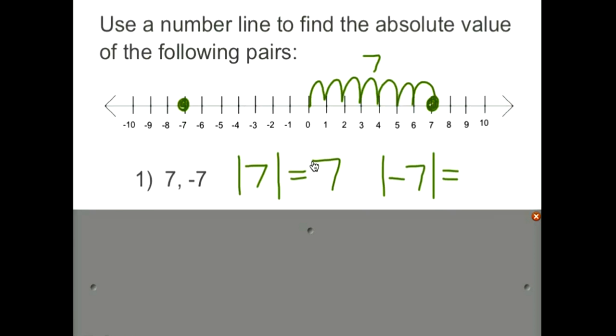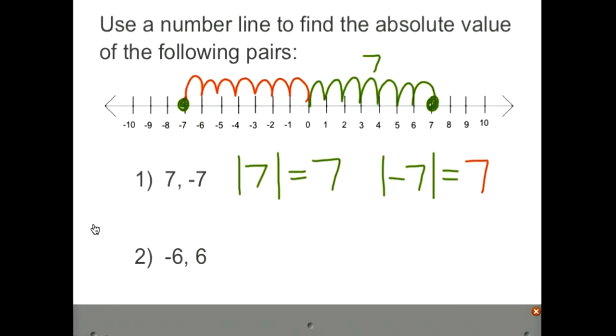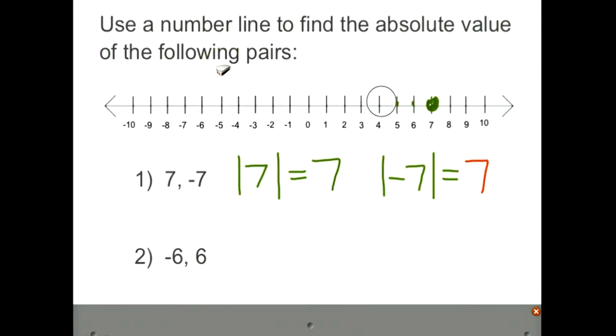If I go the other way to -7, how many spots are we away? And we are also 7 spots away. So the absolute value of 7 is 7, and the absolute value of -7 is 7. Same process here with -6 and 6. We're going to find the absolute value of -6, and we're going to find the absolute value of 6.